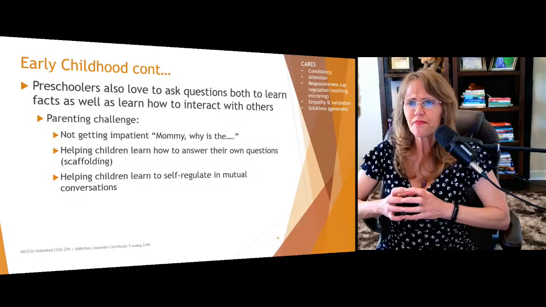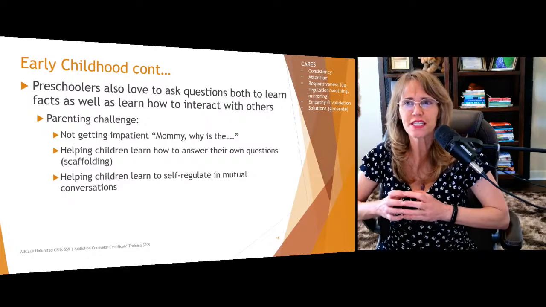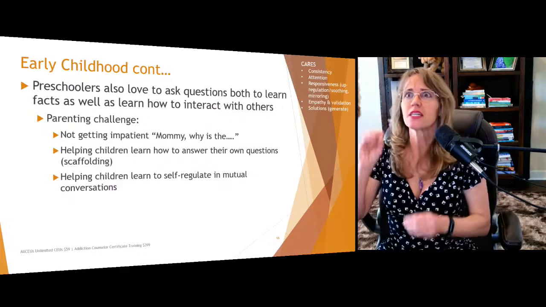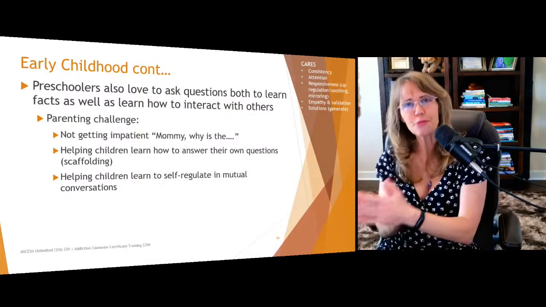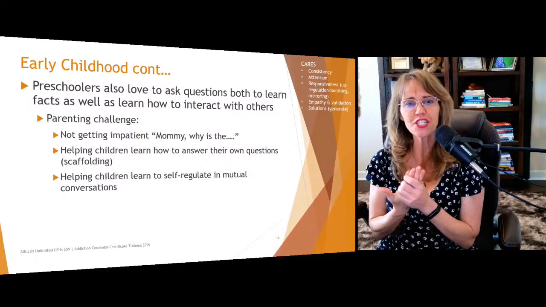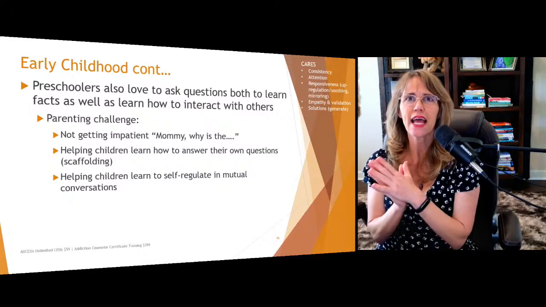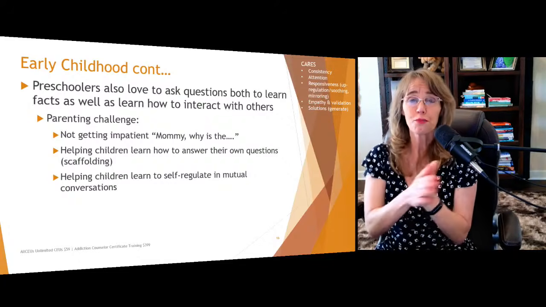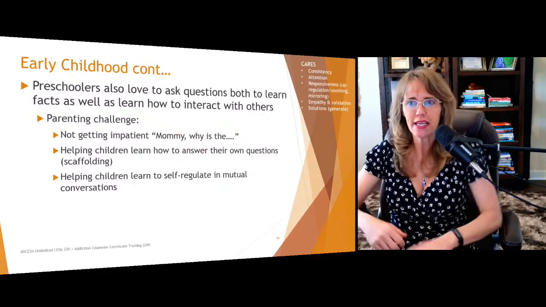And helping children learn to self-regulate in mutual conversations when they're asking questions and they're just interrogating you. At a certain point, you want to turn the questions back or ask them, use some Socratic questioning to get them to start providing some answers, and also providing some of your own opinions in there. So they learn about turn taking.